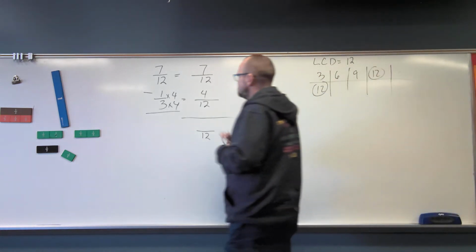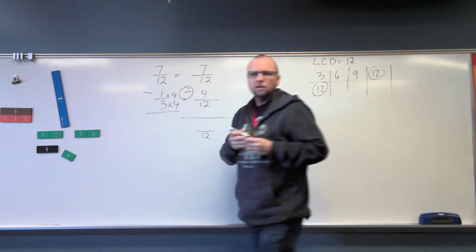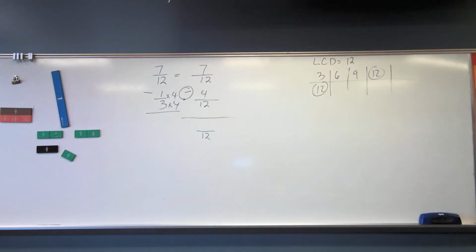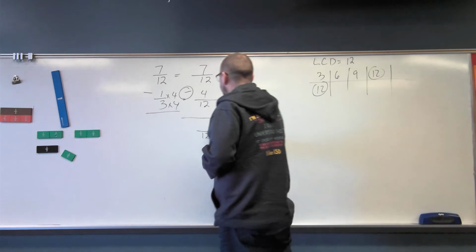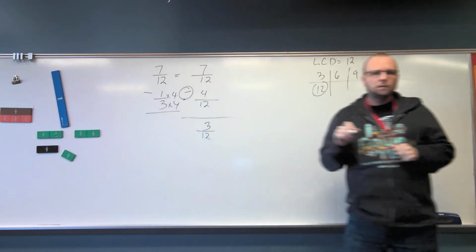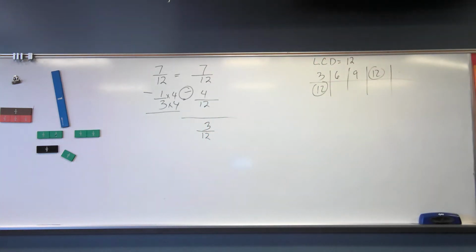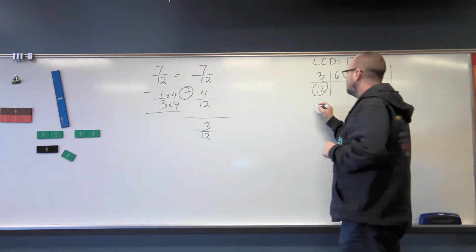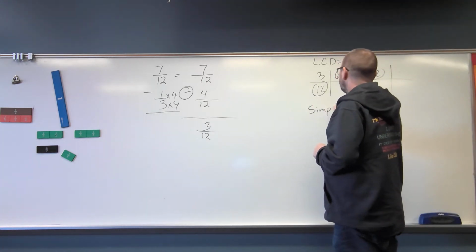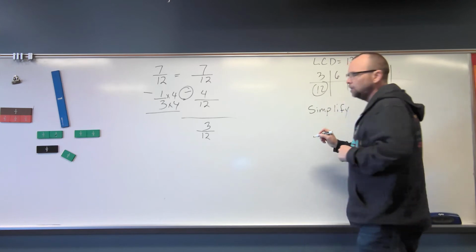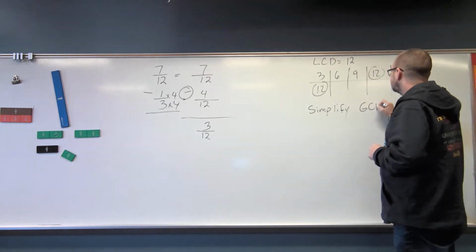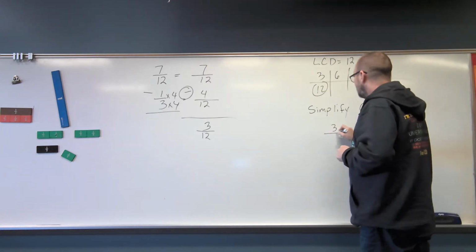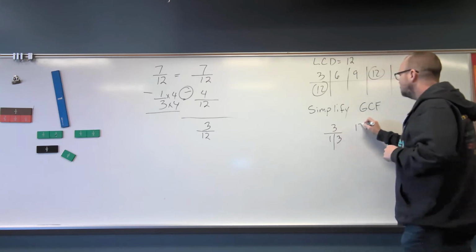Now always, and the rock means always, go back and check your sign. This is a subtraction problem. Travis, 7/12 minus 4/12ths is? 3/12ths. Okay, but we're not done. We need to see if we can simplify. And in order to see if we can simplify, we look for the greatest common factor. The biggest number that is a factor of both.